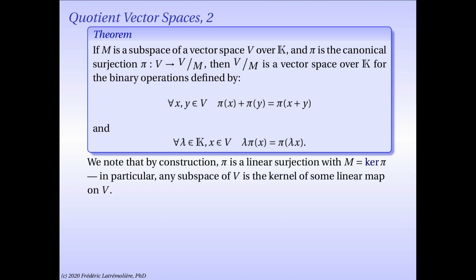Well, here the answer is to use a quotient vector space. With a quotient vector space structure, the map that's going to work is the canonical surjection. So you take M, your subspace, you quotient V by M, take the canonical surjection, and it's a linear map whose kernel is exactly M. So every subspace of V is the kernel of a map that is linear on all of V.